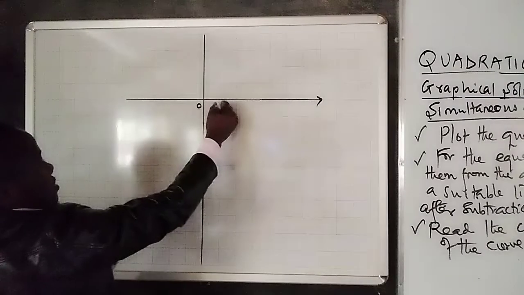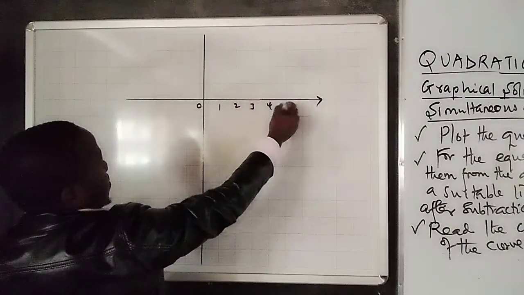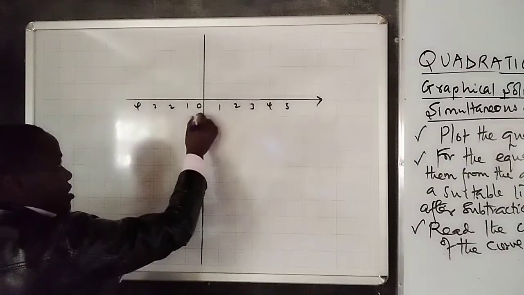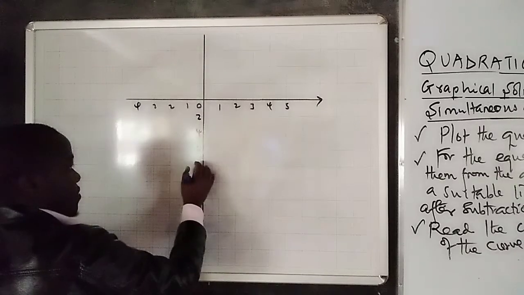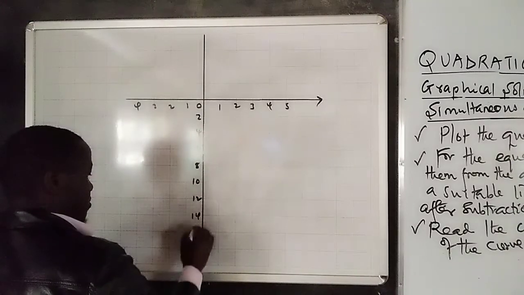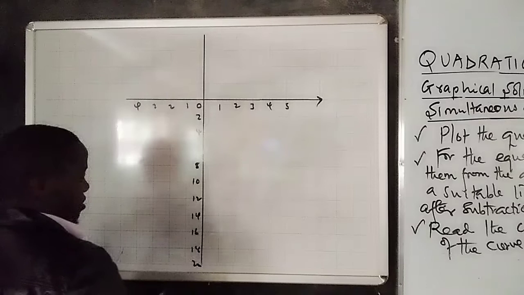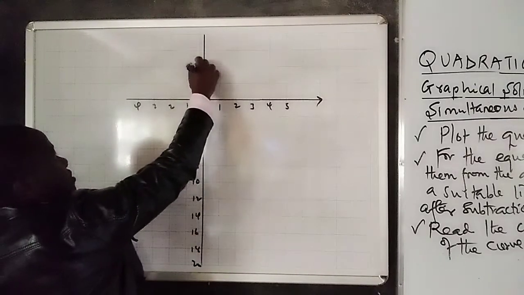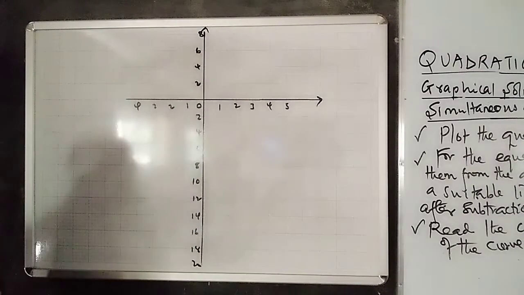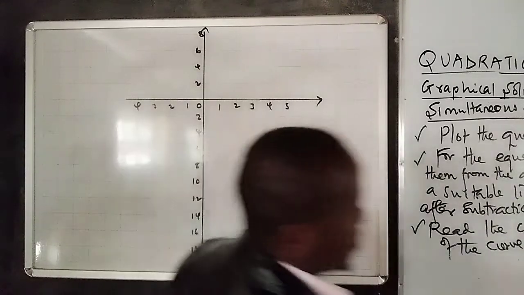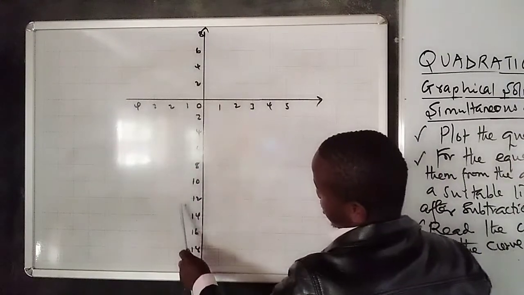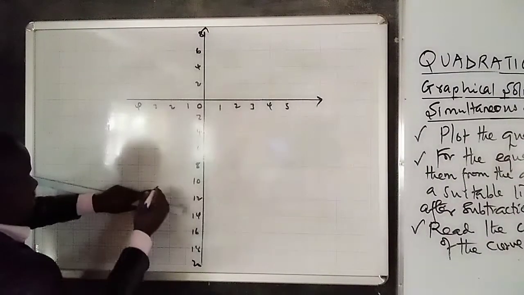So for the x, we can use intervals of 1, but for the y, we use intervals of 4, intervals of 2, like that. So that's our y-axis. The coordinates are negative 3, 13. So negative 3, 13 is here.